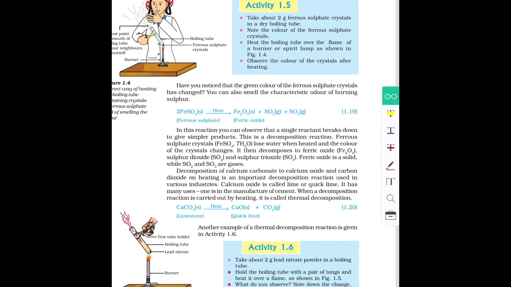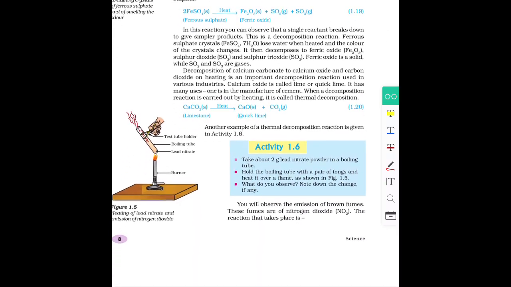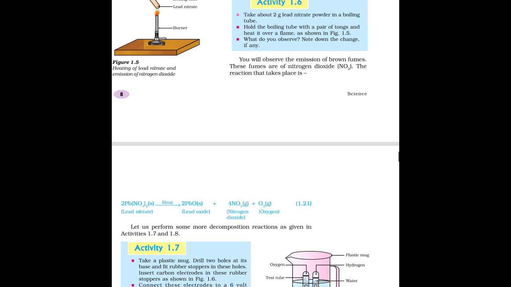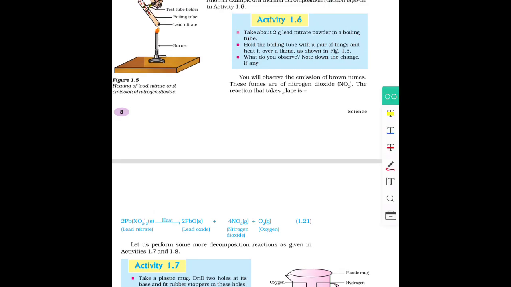Another example of a thermal decomposition reaction is given in the activity. Take about 2 grams of lead nitrate powder in a boiling tube. Hold the boiling tube with a pair of tongs and heat it over a flame, as shown in the figure. What do you observe? Note down the change, if any. You will observe the emission of brown fumes. These fumes are of nitrogen dioxide NO2, and the reaction that takes place is 2Pb(NO3)2 solid, that is lead nitrate, on heating gives 2PbO solid, lead oxide, plus 4NO2 nitrogen dioxide plus oxygen.